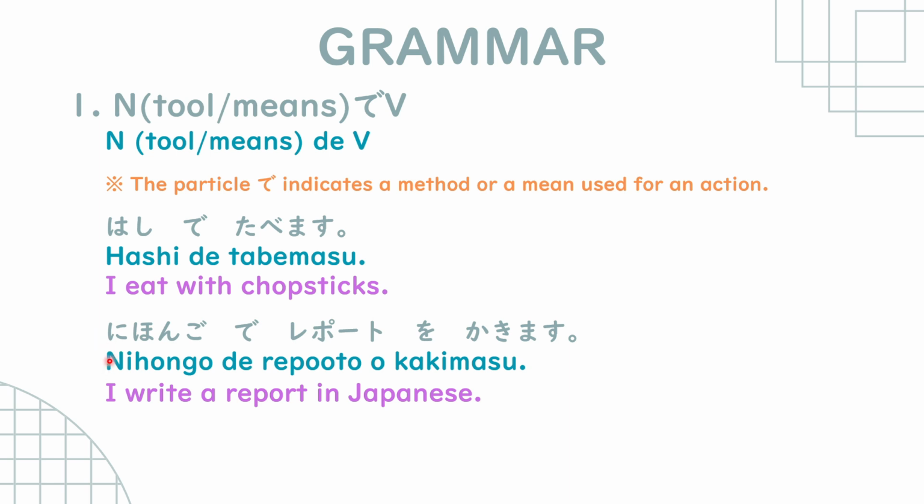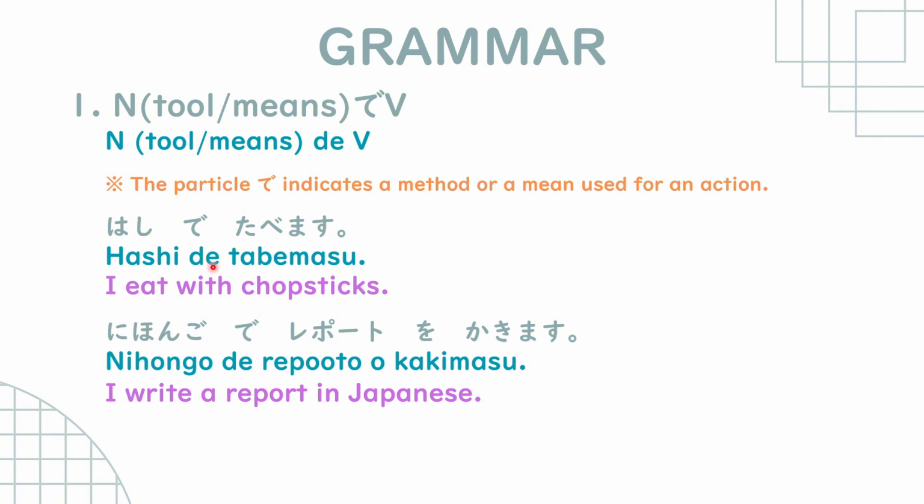We also have another here. It's not with, but in. Okay? Nihongo de reporto o kakimasu. So I write a report in Japanese. Nihongo is the tool or the means. De, this one, the particle. Reporto, report. O, kakimasu, write. Okay, so report, write, Japanese. Nihongo de reporto o kakimasu.